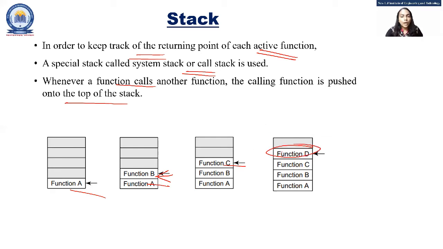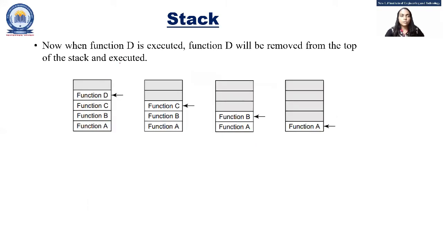Now, once D is solved, it will return the answer to C. If C is solved, it will return the answer to B, and if B is solved, it will return the answer to A, right? So as soon as functions start getting executed, they will get removed from the top of the stack and execute, such as function D is executed, then C, then B, and then at last A is also executed. So it is mainly used in function calling.